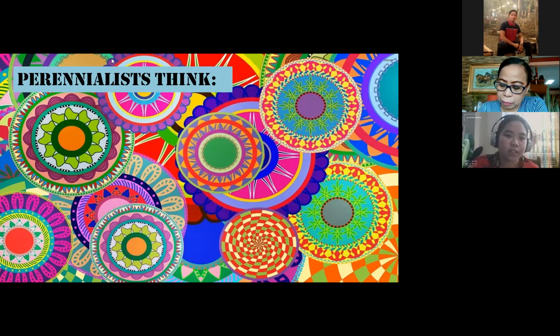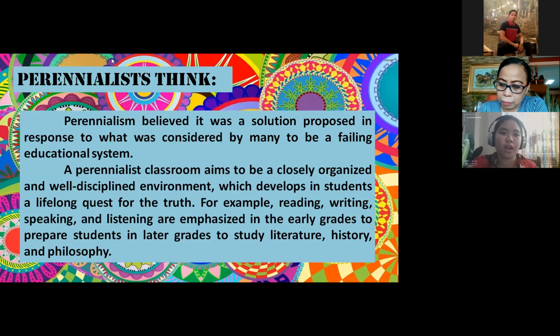Okay, next we have perennialism. So perennialism believed it was a solution proposed in response to what was considered by many to be a failing educational system. A perennialist classroom aims to be closely organized and well-disciplined environment, which develops in students a lifelong quest for the truth. For example, as I said earlier, reading, writing, speaking, and listening are emphasized in the early grades to prepare students in later grades to study literature, history, and philosophy.